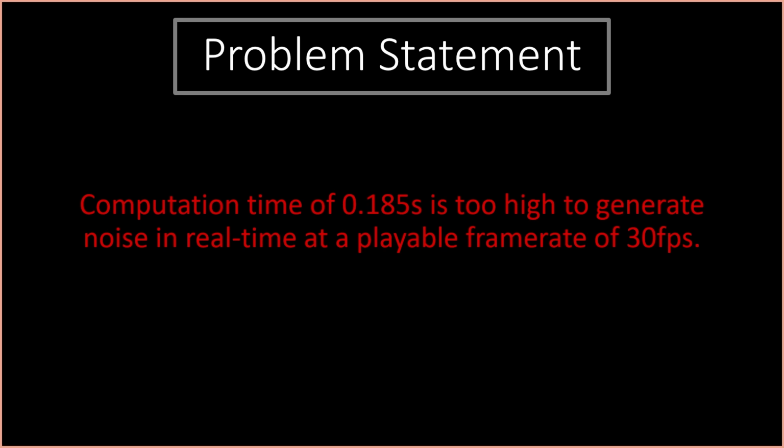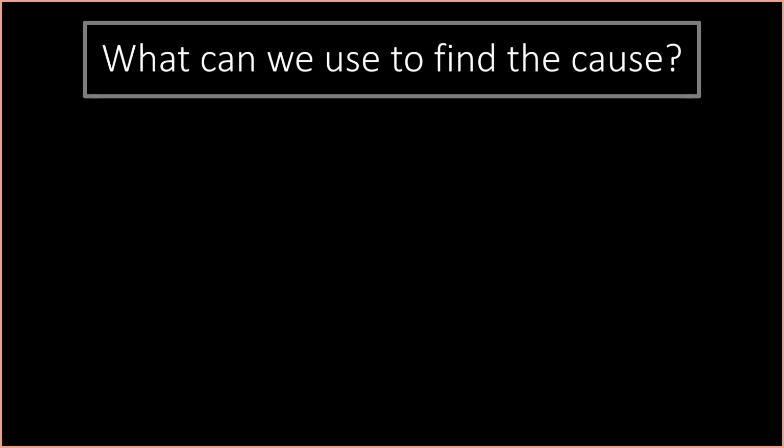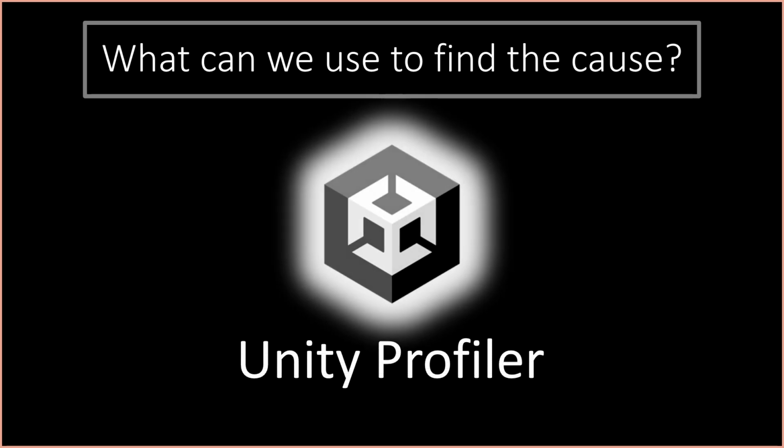Now, here's the problem. Computation time of 0.185 seconds is too high to generate noise in real time at a playable frame rate of 30 frames per second. Do we have a way to pinpoint where exactly the bottleneck is happening? Well, yes we do. Introducing the Unity Profiler.